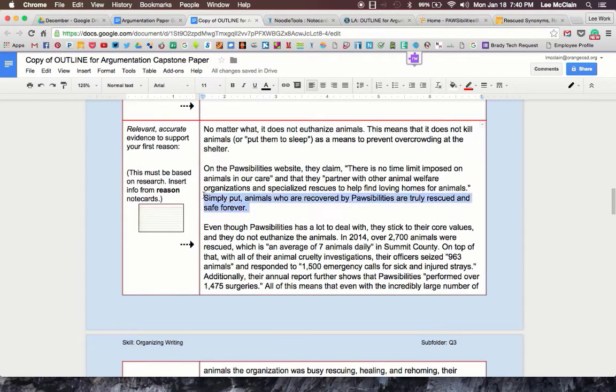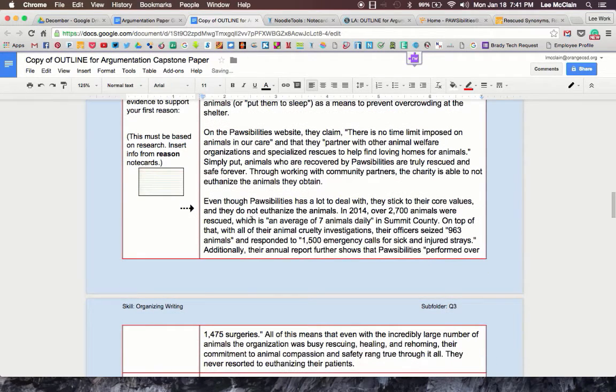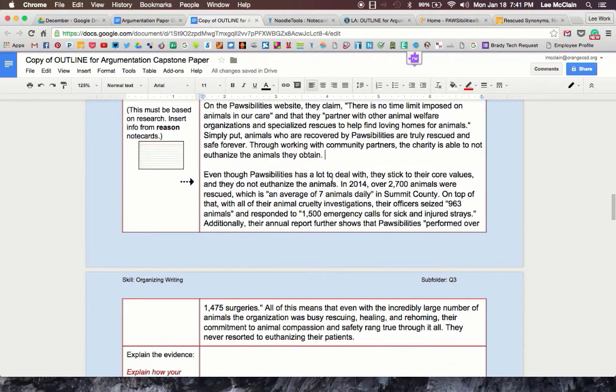And that actually doesn't truly sum up what's in here. I want to talk about the fact that they don't kill. And then I wrote, even though Possibilities has a lot to deal with, they stick to their core values and they do not euthanize the animals. I feel like I'm just repeating myself.